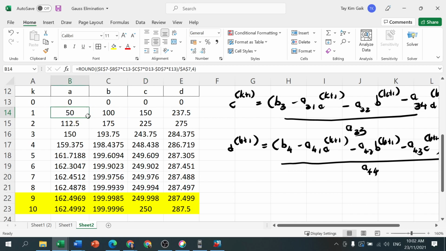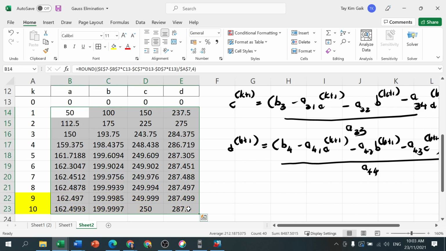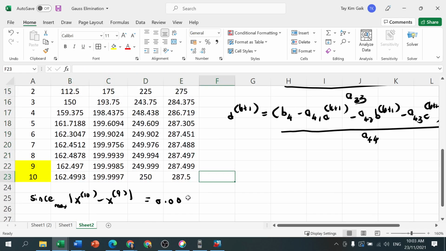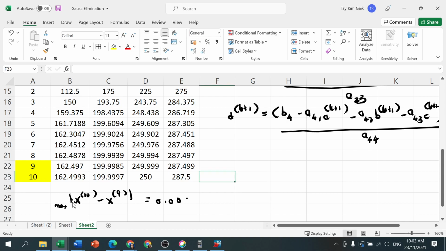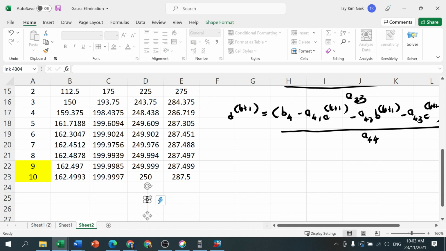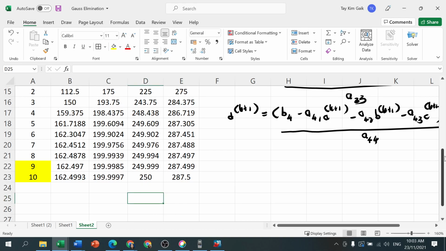Round, round, round. So this one rounds to 4 decimal places. So 49934970, still bigger. Suppose here you can calculate the error, so that it is easy to see where you should stop.